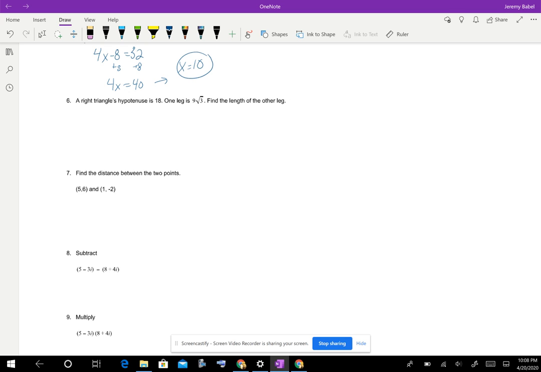All right, some equations and some situations involve radicals, and right triangles is one of them. So we've got a right triangle with a hypotenuse of 18, and one leg is 9 root 3. So I'm just going to draw a picture for that. And then we're finding the other leg. So we'll use the Pythagorean theorem.